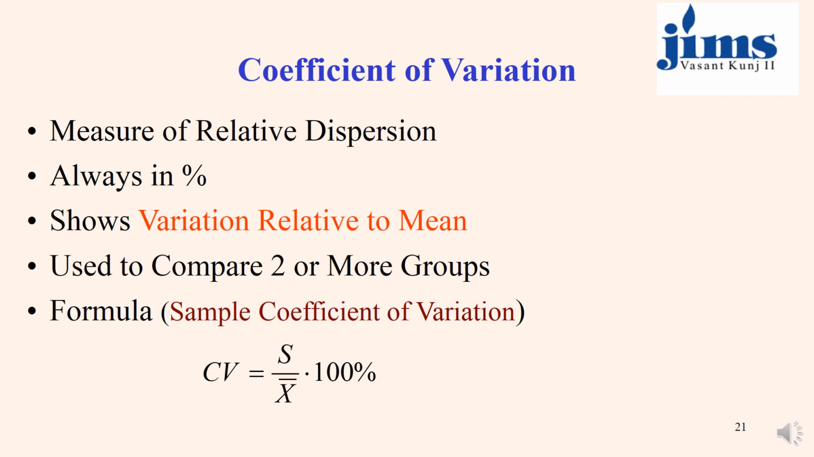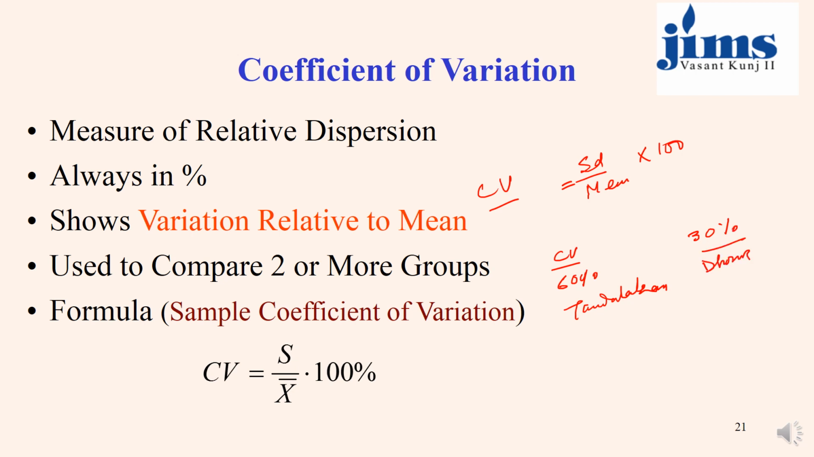Now what is coefficient of variation? Coefficient of variation means standard deviation divided by mean into 100. That is called coefficient of variation. Say Tendulkar's coefficient of variation is 60% in a cricket match, and for Dhoni it is 30%.